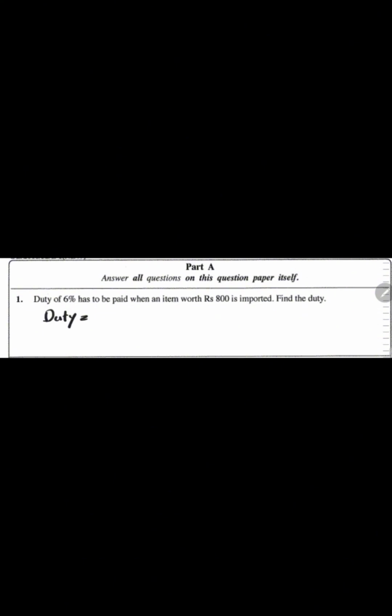Now here the duty should be equal to 6% of 800 rupees. Then you can get 800 into 6%. The percentage mark you can write like this. Then you can see how 2 zeros to 2 zeros will cancel out. Then 8 times 6, that is 48 rupees. That is the answer for the first question.